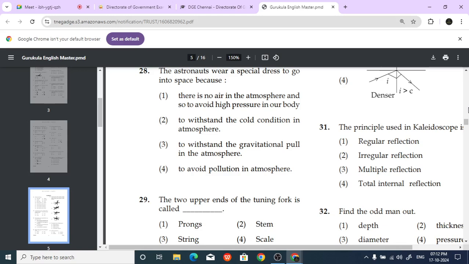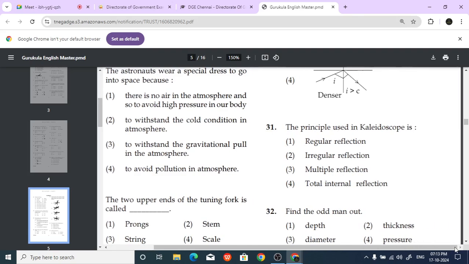So what is the answer? Yes, you can guess also. Sir, prongs, sir. Prongs is the right answer. Okay. Tuning fork. What do you mean by tuning fork? Can anybody say? Which subject does it come in? It comes in physics. It comes in sound.